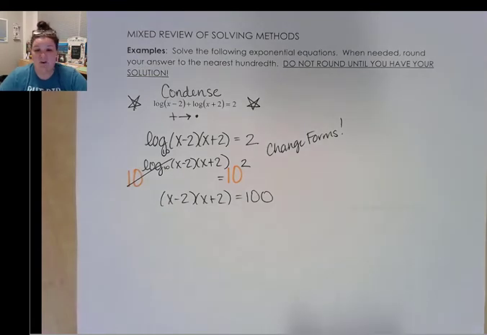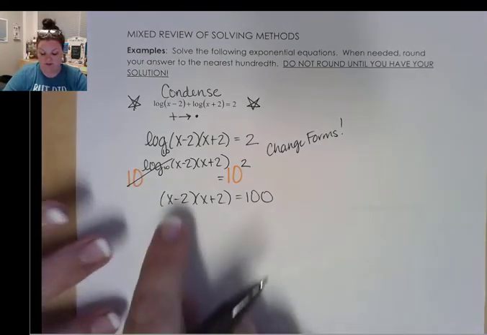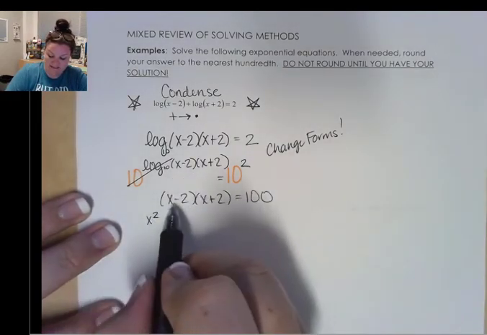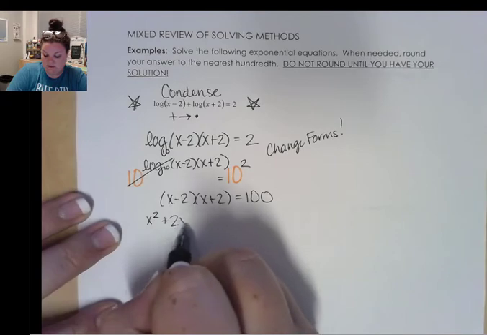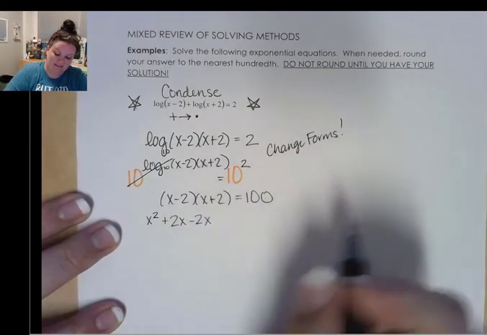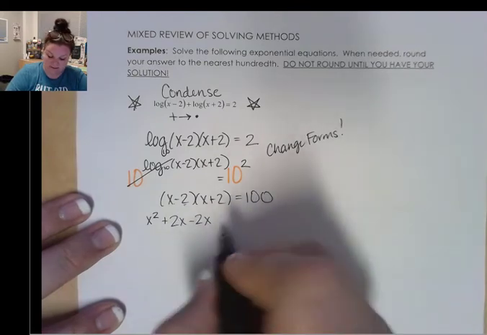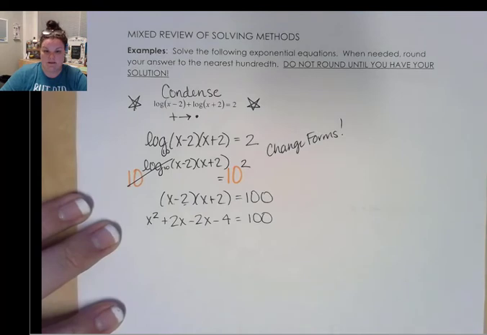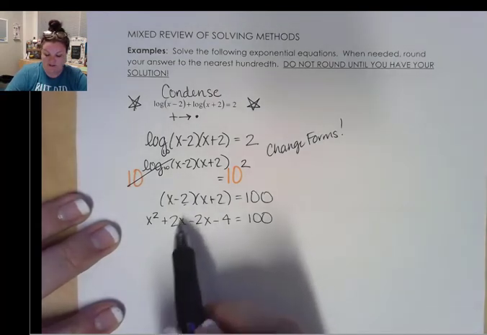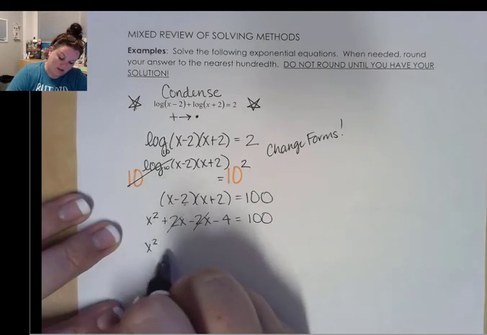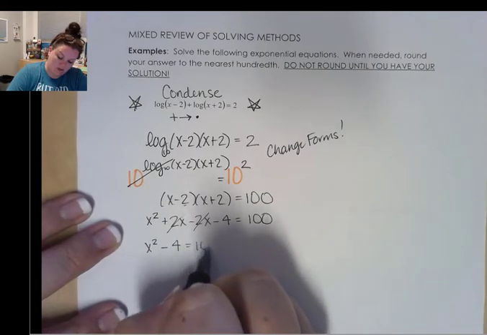And now we just need to go ahead and work this out. So I'm going to go ahead and FOIL this out. X times x is x squared. X times 2 is 2x. Negative 2 times x is negative 2x. And negative 2 times positive 2 is negative 4. Okay. So notice here my x terms are opposites, so those combine to 0. So I have x squared minus 4 equals 100.